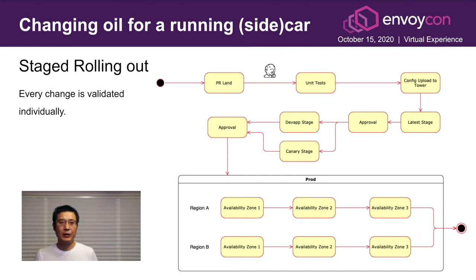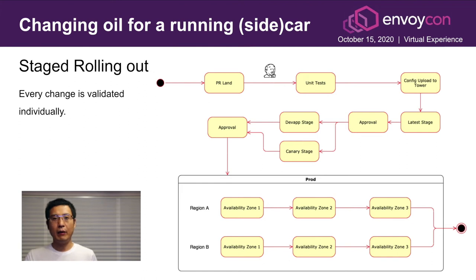Then, stage rolling out. At Pinterest, once a config gets landed, we start pushing that config through a pipeline. So a Jenkins job kicks in and starts running unit tests. Although unit tests were run before the PR landed, after the PR lands we still run them because you could have a merge problem cause a configuration failure. Once that is finished, the pipeline will upload the configuration into Tower, the centralized control plane. And then it will deploy the configuration into the latest stage immediately.